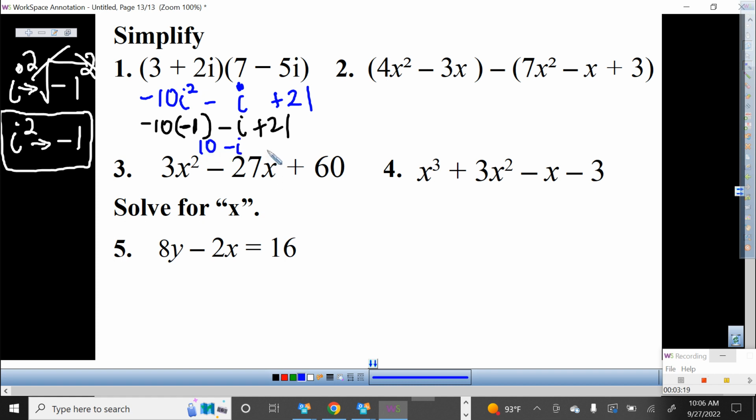10 minus i plus 21. Can I combine like terms? Yes. What is 10 plus 21? This is 31, and then at the end we write minus i. Copy that. Now, you're saying, but that's not in standard form, Mr. Q. I know. The only time that we write the i at the end, or the variable at the end, is when we have a complex number.